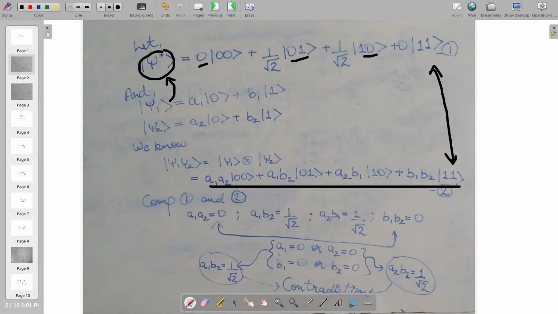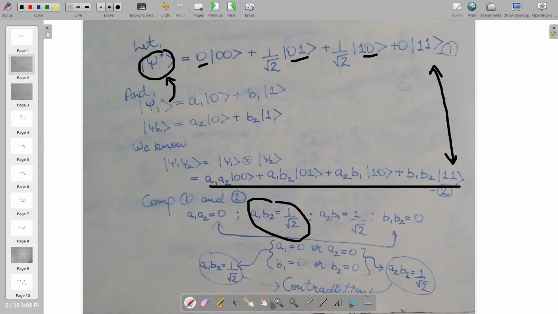Let me first consider that a1 is equal to 0 and b2 is equal to 0. Then this given value is a contradiction, because if one of these two values is 0, then this should be 0, but it is 1 by under root 2. Therefore this is a contradiction. The same goes if I take a2 is equal to 0 and b1 is equal to 0, then this a2 into b1 should be 0, but it is 1 by under root 2. So that is also a contradiction.